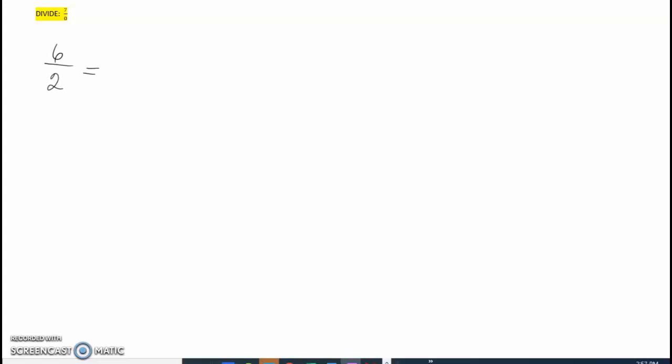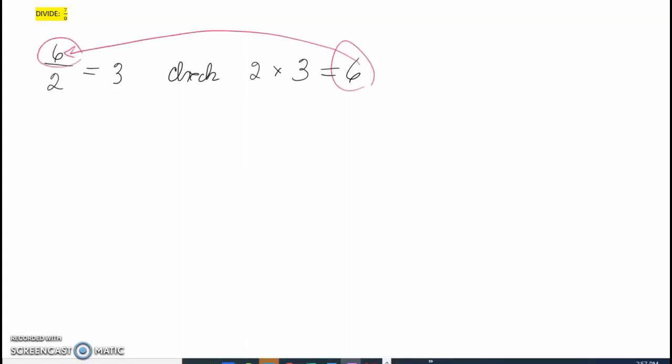Well, we know the answer is 3. What I'm interested in is the check. How do you check a division problem? Well, you take the divisor, which is 2, and you multiply it by the result, and you wind up with 6, and that tells me that I am correct if this matches this. All right, let's take another example.